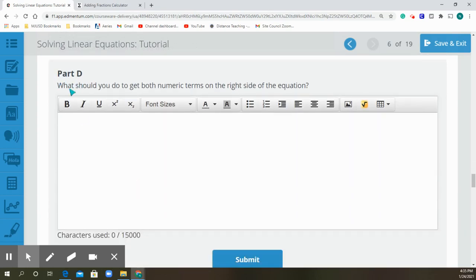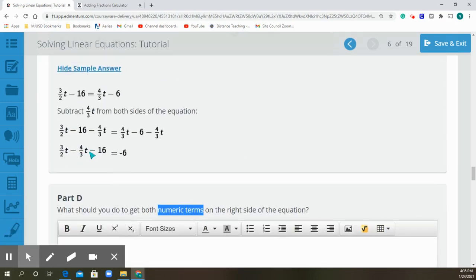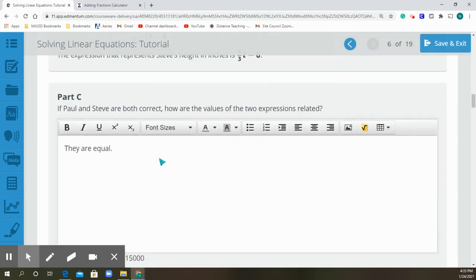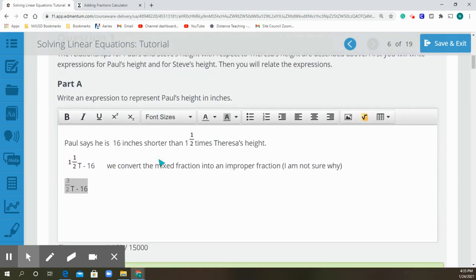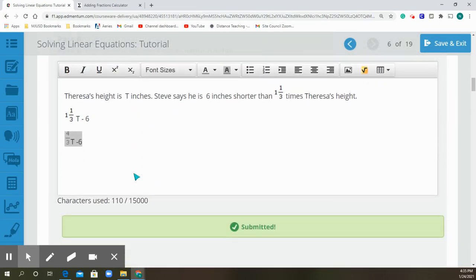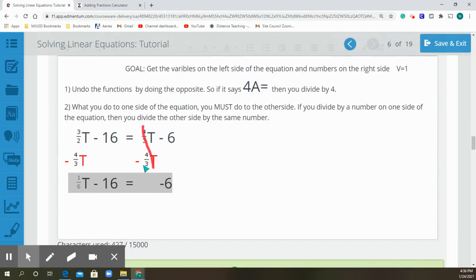Okay, part D. What should you do to get both numeric terms, not generic, but numeric terms on the right side of the equation? Well, where we had the minus 16, remember the rule I stated. Ooh, way up here. Where did I put it? Okay, undo the functions by doing the opposite.